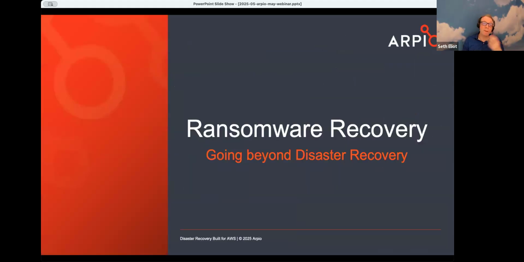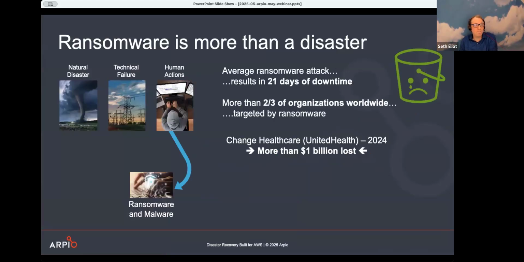Now, ransomware recovery. I've been talking about disaster recovery, and I said, oh yeah, by the way, we also do this ransomware recovery thing. Just know that disaster recovery is one layer of protection. Ransomware recovery is not disaster recovery. It's a layer built on top of that. And ransomware is a big deal, right? So the average ransomware attack results in 21 days of downtime, with 2/3 of organizations worldwide affected.